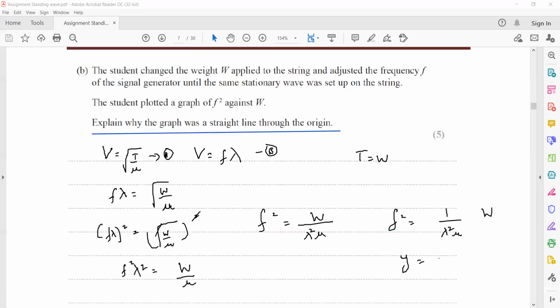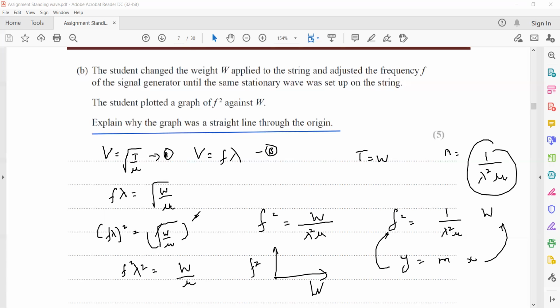into W. When we compare with the equation of a straight line y is equal to mx, on the y-axis we have frequency squared, and on the x-axis we have weight. So what will be the gradient? The gradient for us will be equal to 1 divided by lambda square and mu. Lambda is constant, mu is constant, so the gradient will be constant. And it is a straight line passing through the origin because the y-intercept is 0. There is nothing in the y-intercept, so the y-intercept is equal to 0. So finally when you conclude, you will mention y-intercept is 0 and gradient is constant. So it will be a straight line which is passing through the origin.